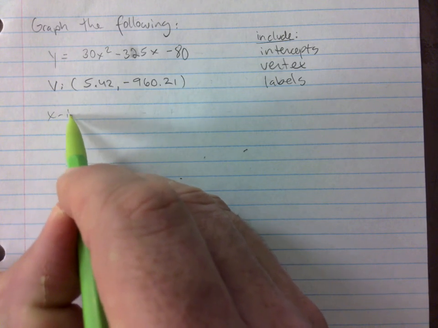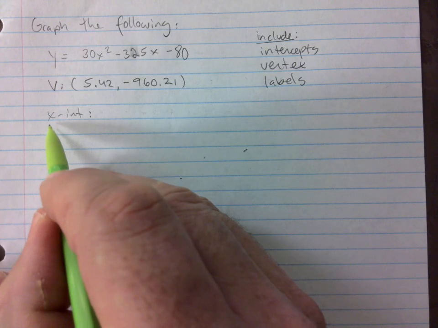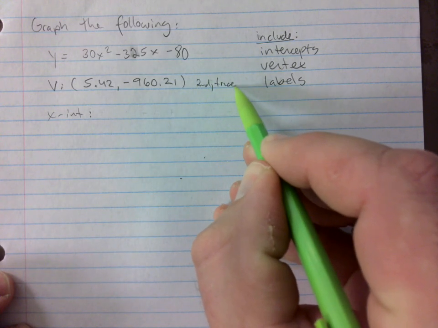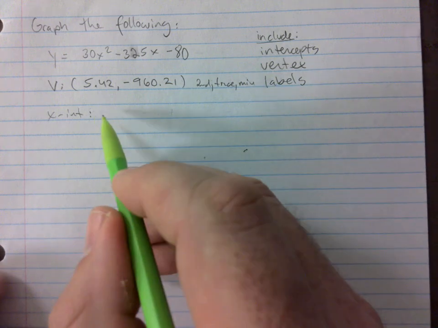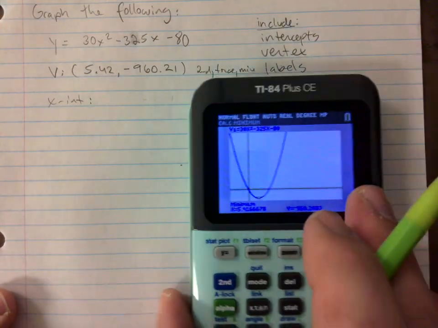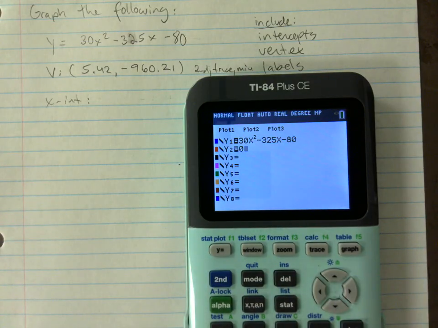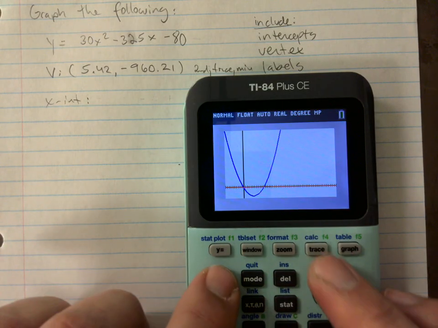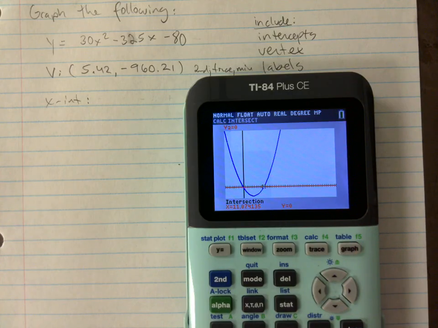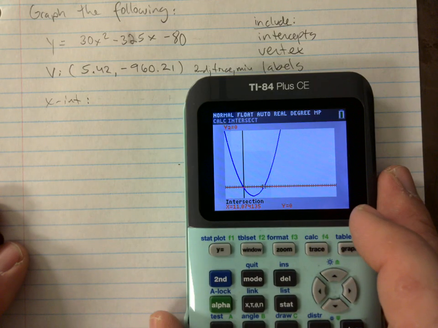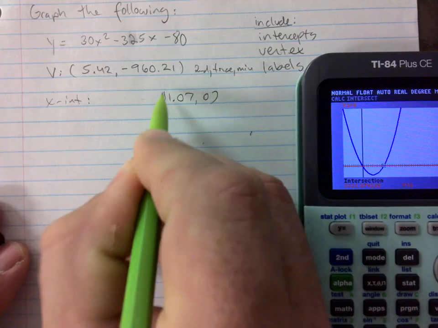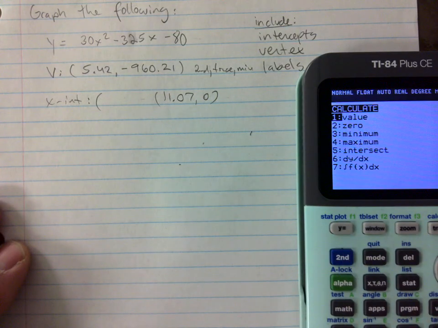X-intercepts. Okay, I went second trace, min for this. No keystrokes today because we're focusing on the graph. For the x-intercept, I'm going to let y2 equal 0. Hit graph, second trace, 5. I'll find that one first. So one of them is 1107.0.